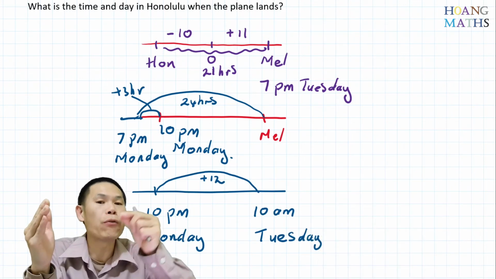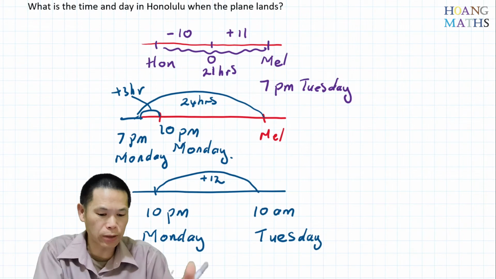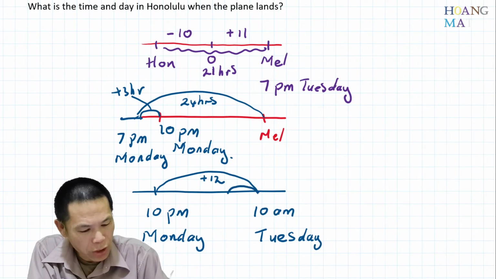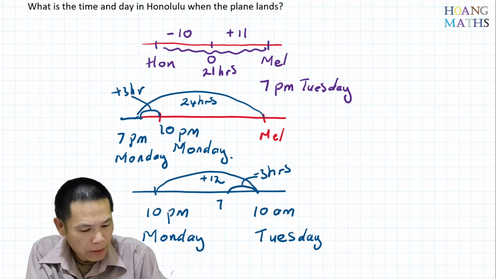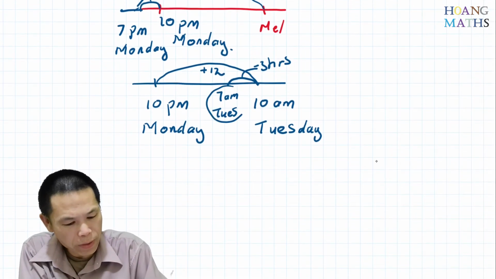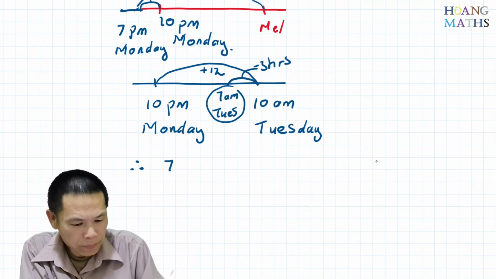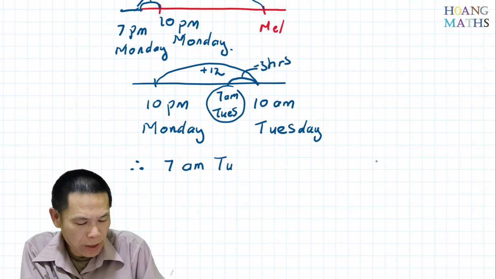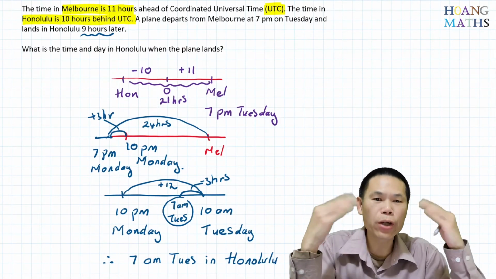But then we only meant to go forward 9 hours, and this time I went forward 12 hours. So I need to go back 3 hours. If we come back 3 hours, so minus 3 hours, that will give me 7 a.m. Tuesday. That will do. So therefore, this is the answer: 7 a.m. Tuesday. There you go. I hope you got it correct.